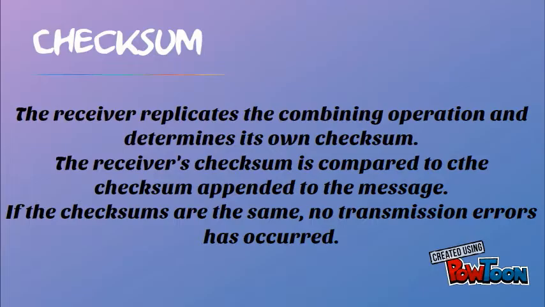The receiver replicates the combining operation and determines its own checksum. The receiver's checksum is compared to the checksum appended to the message, and if they are the same, it is assumed that no transmission errors have occurred.